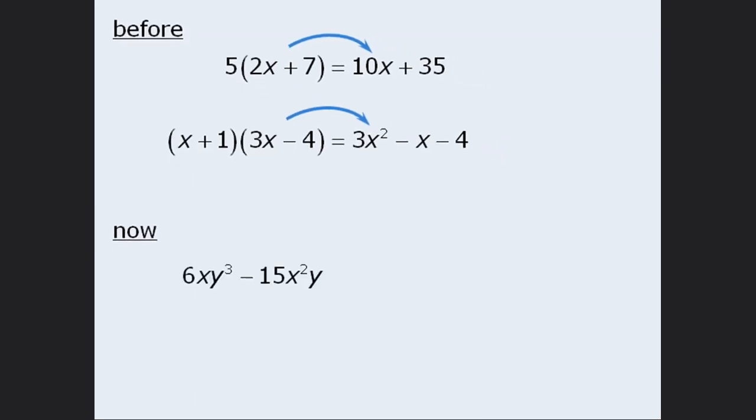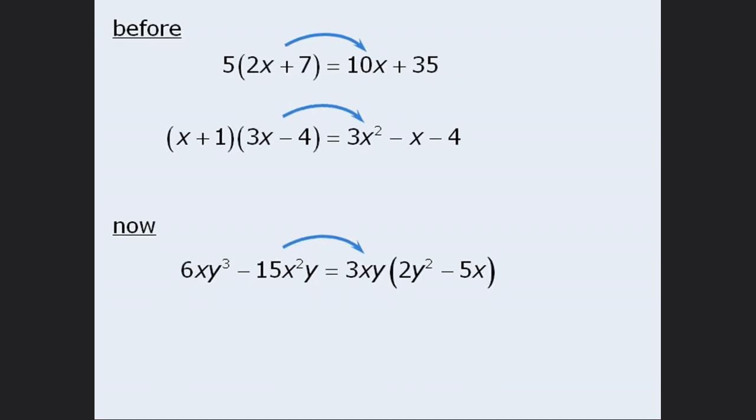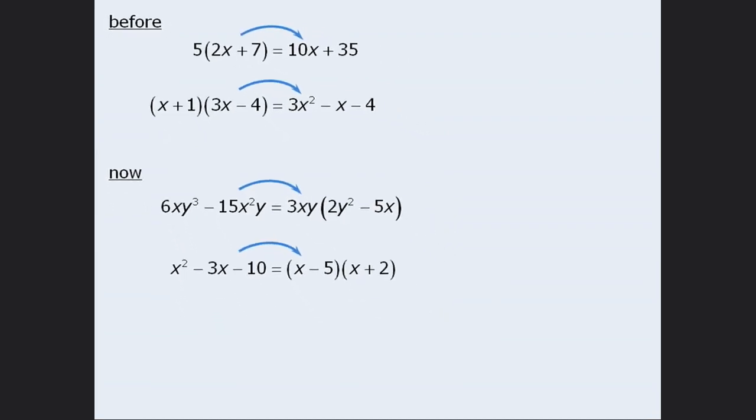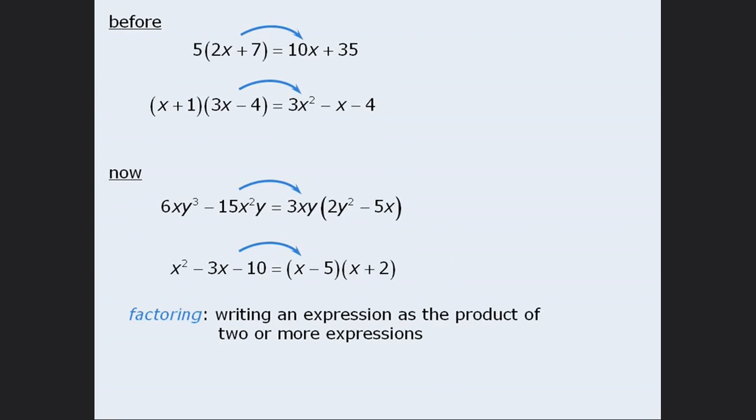We will take an expression such as this one and rewrite it as something times something else. We will also learn how to take polynomials such as this one and rewrite them as the product of two or more expressions. When we take an expression and rewrite it as the product of two or more expressions, the process is called factoring. Later in this module, you will see that we can accomplish many things through factoring, so we must be sure to master this skill.